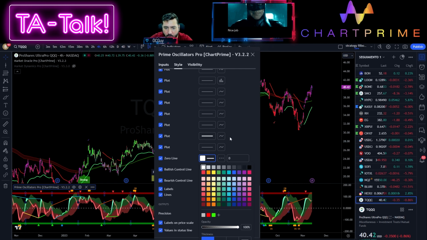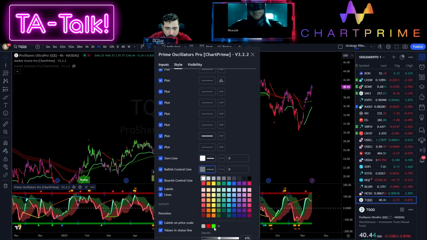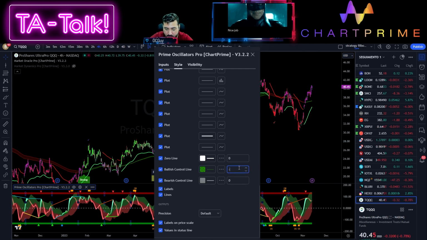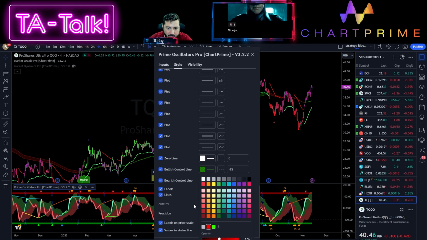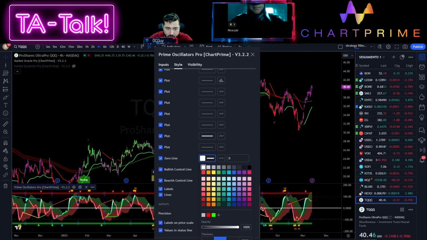Just because I don't have it, I'm going to be adding bullish control line at bullish for green and leave it as is. The only thing I'm going to be putting here is negative 95, just to give me a channel. And red in this one, leave it as is, and positive 95 here. Let me do it here, 95. Those lines, especially, oh, this one, zero line, needs to be a line. Here we go, and I'll be making it thicker.